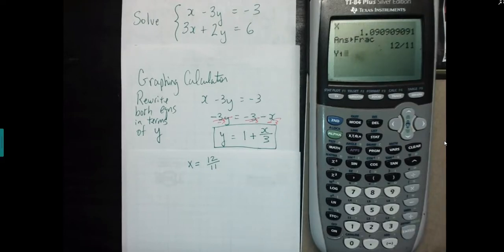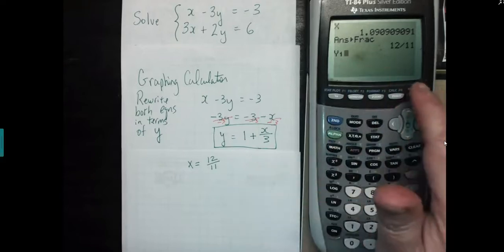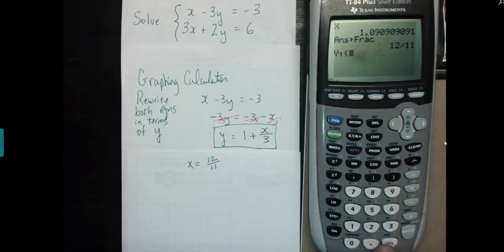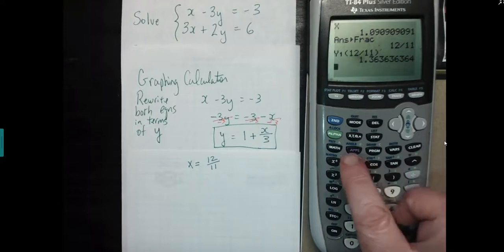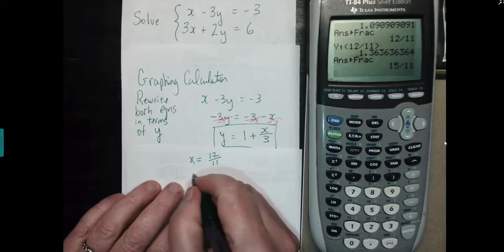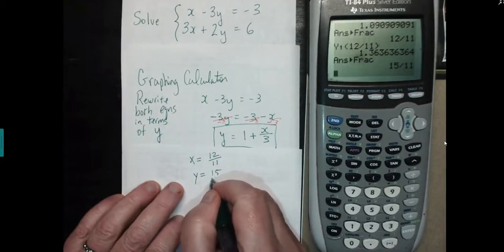And then what we want is Y1, the first formula, evaluated at this number. So in parentheses, 12/11, close parentheses, and then press enter. And then I need that as a fraction. So math, enter. And so that's telling me y is equal to 15/11.